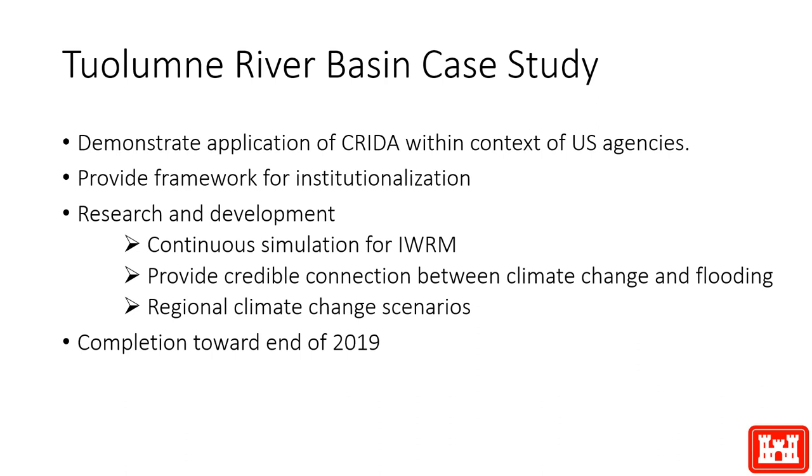So one is to demonstrate the application of CRIDA within the context of US agencies, which tend to have relatively, I would say, inflexible and rigid policies and rules and requirements about how they go about planning for water resource projects, and to provide a framework for institutionalizing CRIDA within those agencies. We have a set of research and development goals as well. So we're building a weather generator to facilitate continuous simulation so that we can monitor both flood and drought risks under climate change, which I view as a particularly challenging but also necessary requirement for adapting to climate change. Also, we're trying to provide a credible connection between climate change and flooding, which has been a challenge in the past. The long-term goal is to create a set of regional climate scenarios for the continental United States. We're hoping to complete the case study towards the end of 2019.